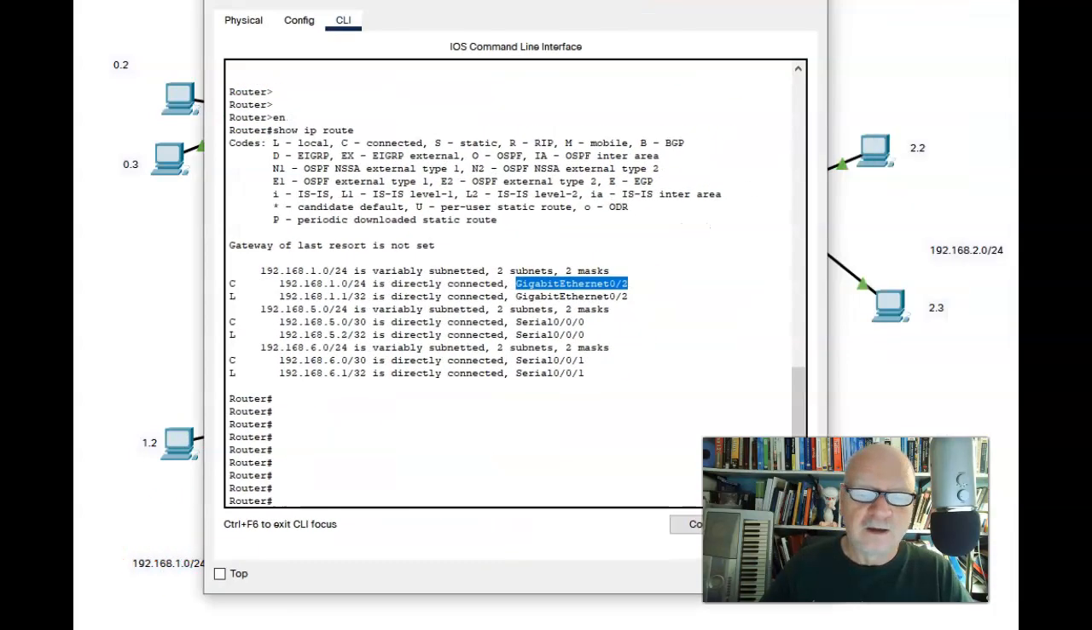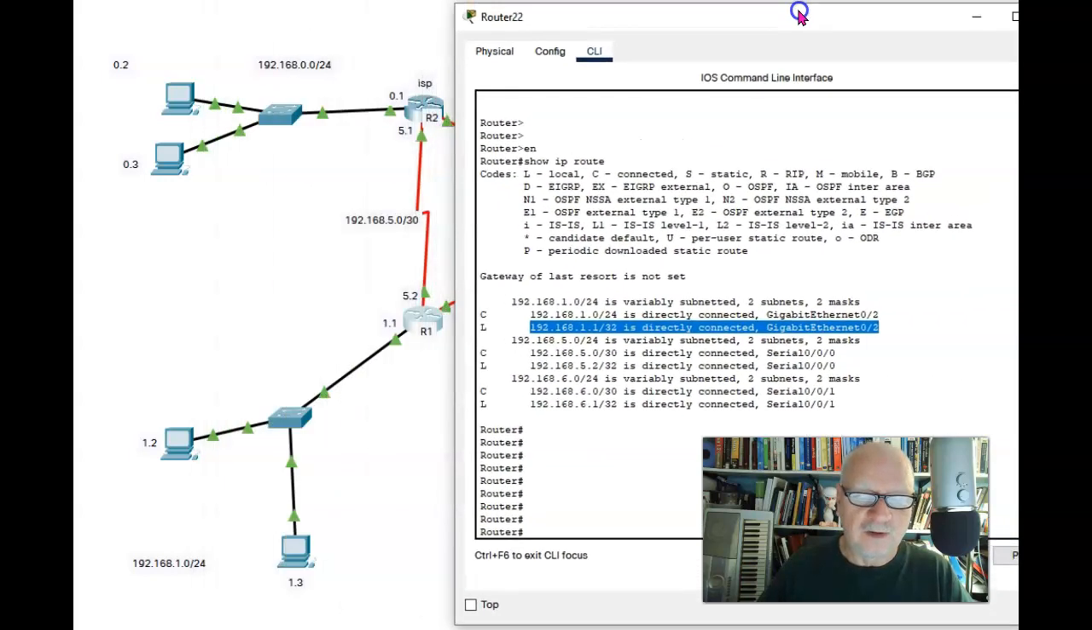The next thing it says is L, which means local. 192.168.1.1/32 is directly connected to GigabitEthernet0/2. Well, what does that mean? It means 1.1, that's this address right here, is local to me. I own that address, and it's a /32, which would be 255.255.255.255. In other words, this address and only this address is directly connected to GigabitEthernet0/2. So it knows about the network, and it knows about the address attached to it.